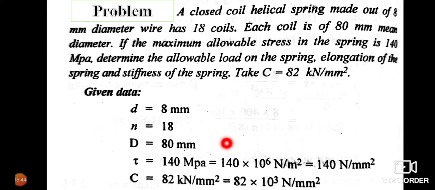We convert to Newton per millimeter square: 140 Newton per millimeter square. The modulus of rigidity, 82 kilonewton per millimeter square, is also converted to Newton per millimeter square: 82 into 10 power 3 Newton per millimeter square. So we need to find W, del and K, the stiffness. These three are the values to find. Next we write the formula.